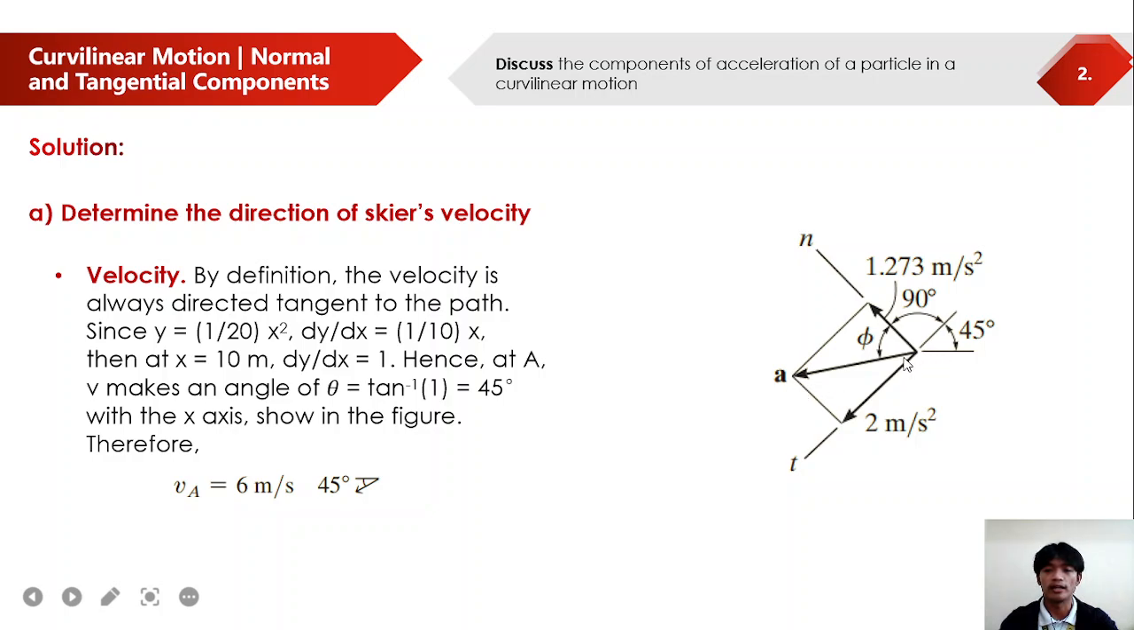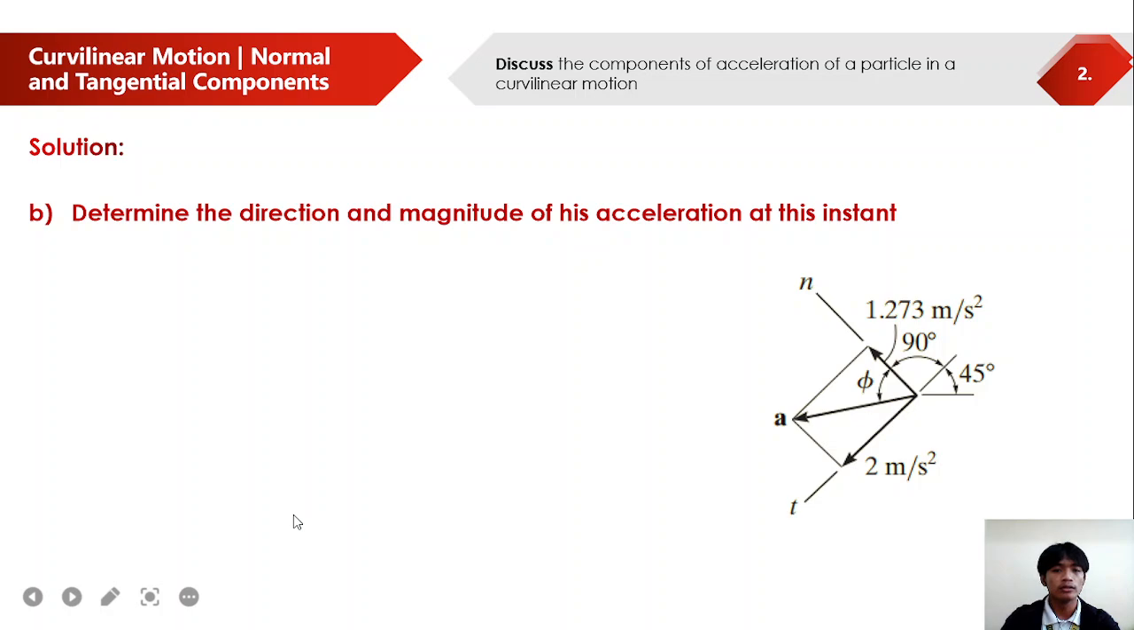Ayan. So, if 45 dito, so, kanyang adjacent sa x-axis, so that's your direction of your velocity. Ito yung direction niya. So, 45, 45. Okay? So, that's how you solve for your direction of your velocity. So, determine the direction and the magnitude of the skier's acceleration at that instant.